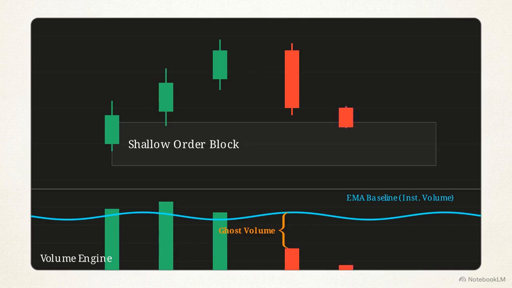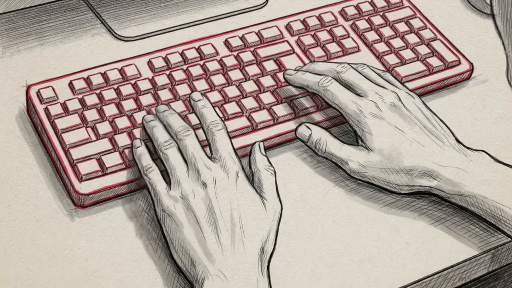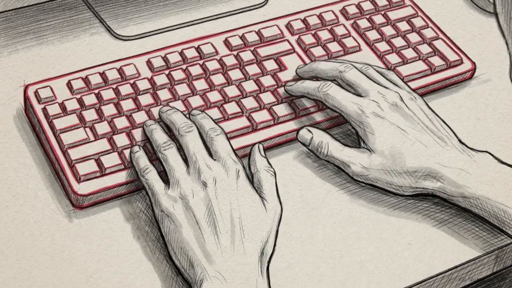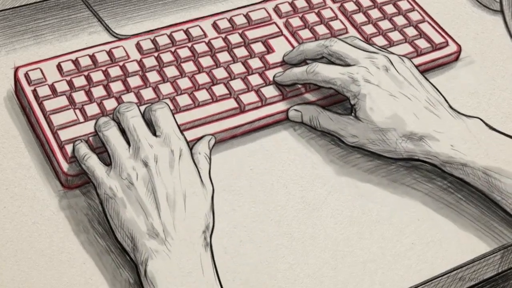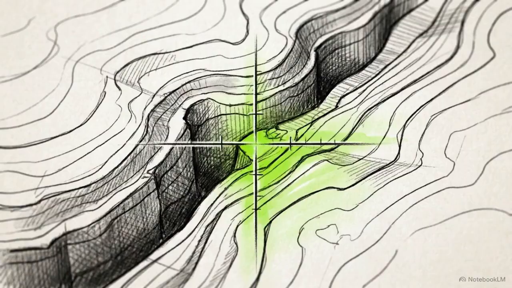As price slices through the shallow order block, the volume engine shows transactions printing well below the baseline. Ghost volume is the mathematical proof of the vacuum. It confirms there is no institutional interest at the minor block, and price is simply drifting. Seeing ghost volume is a signal to stand down, allowing the downward momentum to exhaust itself before looking for an entry. The objective is to wait for the moment price strikes the deep standard deviation extreme.